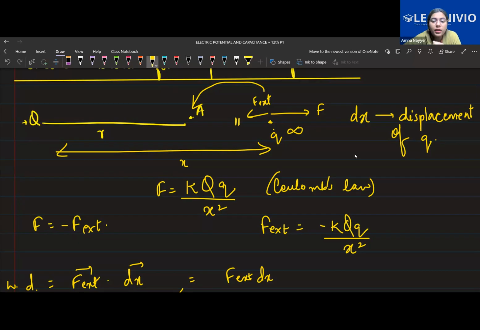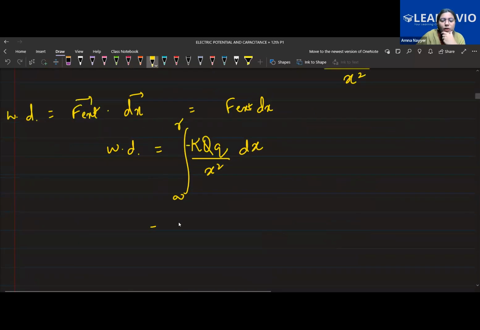The force that is within our system is F, which is K capital Q small q by x square. The external force that is present will be minus. So we'll just have to put this minus sign. Okay, one minus sign. So now, what is there? Minus K capital Q small q 1 by x square, integrating it from infinity to R. This is how you are integrating it, dx.